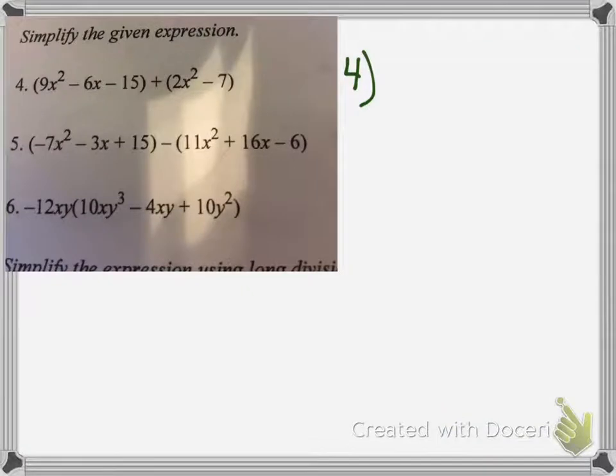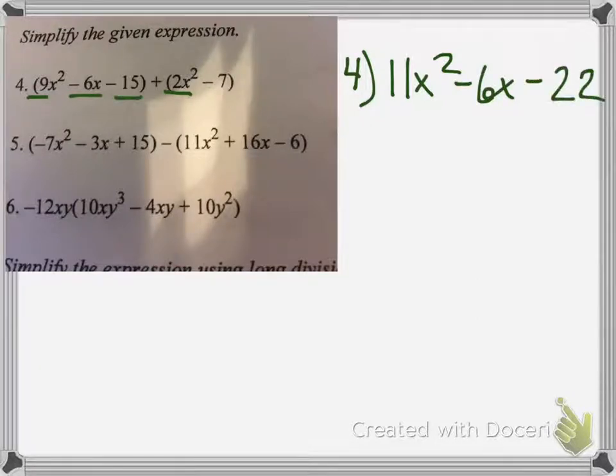Okay, so on these 4, 5, and 6, those are simple. You just got to combine your like terms. So 9x squared plus 2x squared is 11x squared. Negative 6x doesn't combine with anything, so that's negative 6x. Negative 15 plus a negative 7 would be negative 22, and you're done.